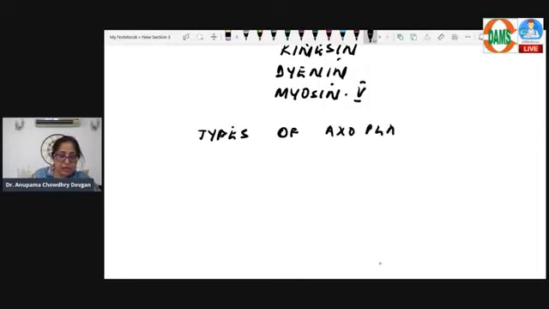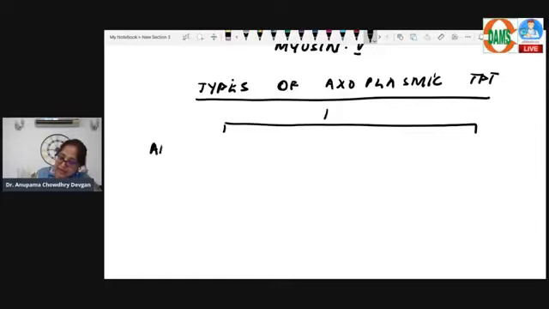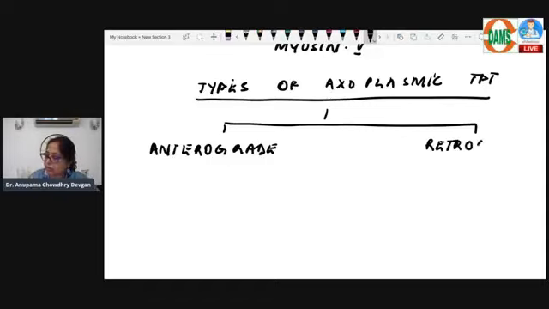Now, what are the types of axoplasmic transport? There are two types of axoplasmic transport. There is anterograde transport and there is retrograde transport.